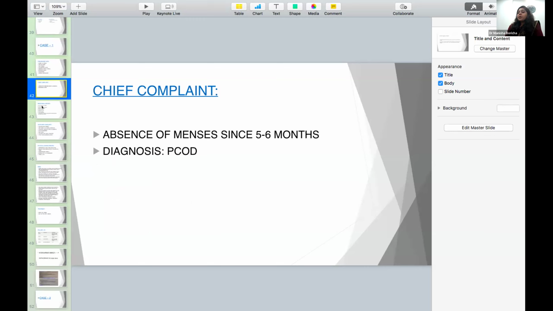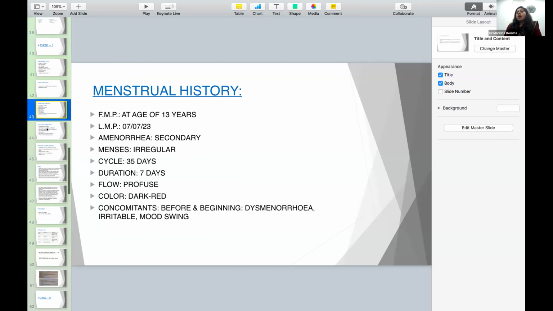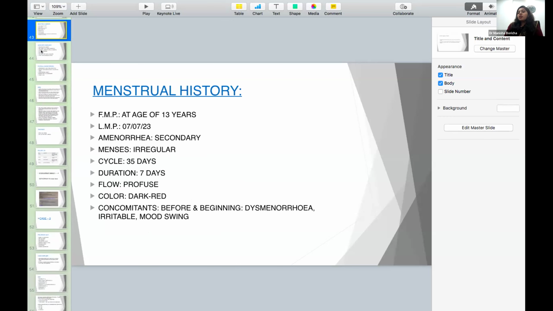Chief complaint: absence of menses since 5 to 6 months, and diagnosis is PCOS. Next one. Menstrual history: first menstruation was in the 13th year. Last menstruation on the 7th July 2023.